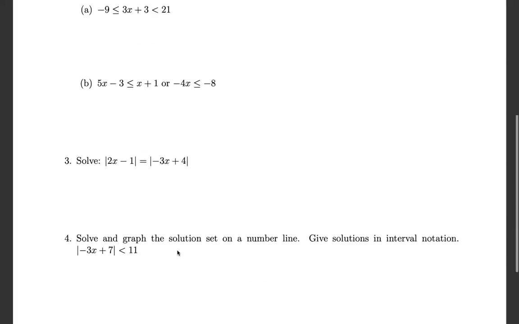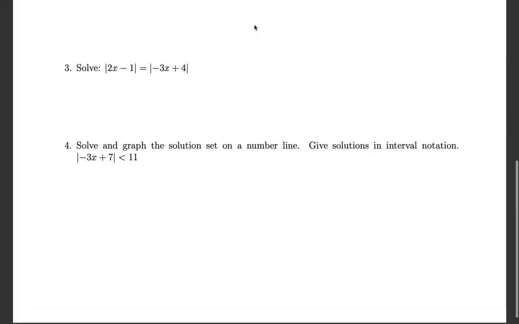Now let's go to the absolute value equations. Absolute value of 2x minus 1 equals absolute value of negative 3x plus 4. So there are two cases. The first case is both of them are positive. If both are positive, it's just equal to themselves, right? So this case is both being positive.